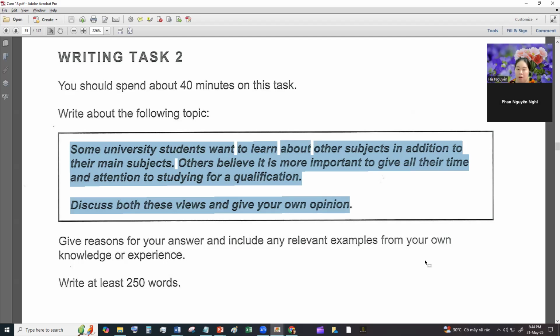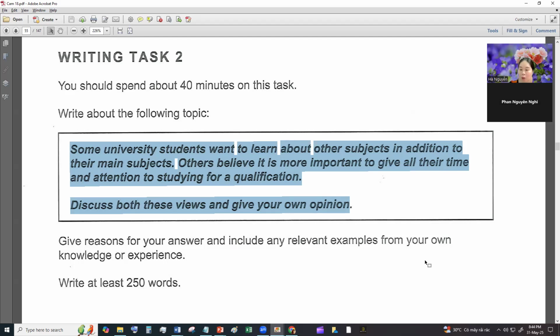The second view is others believe that they should focus on their studying for a qualification. So focusing solely on their own major. For example, if you are studying to become an architect, you study architecture and you study art and you study painting, and that's all. You don't look at other subjects like finance and banking. Yeah, so that's view 2.